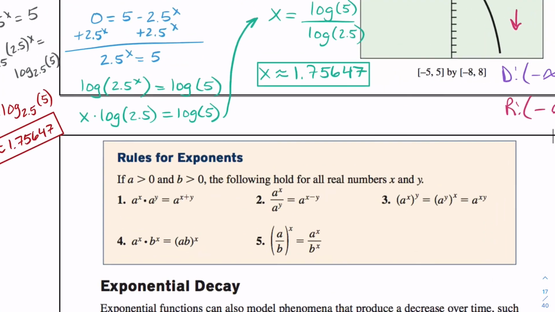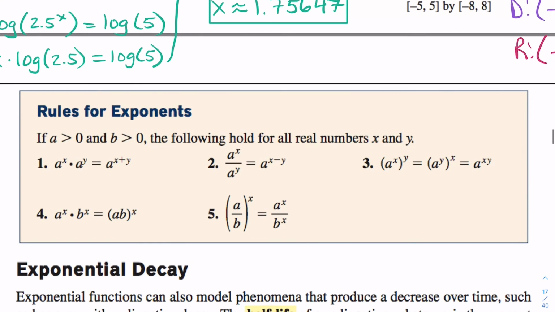Okay. So here are some rules for your exponents. If you multiply two of the same base, you can just add the exponents. So 4 to the 8th times 4 to the 12th is 4 to the 8 plus 12, which is 4 to the 20. Here we have 4 to the 8th over 4 to the 12th. It's going to be 4 to the 8 minus 12, or 4 to the negative 4th.